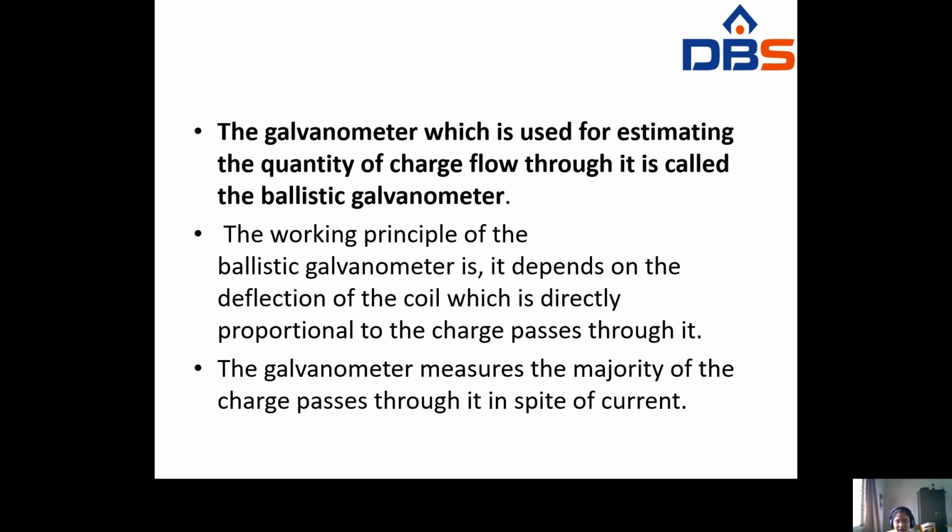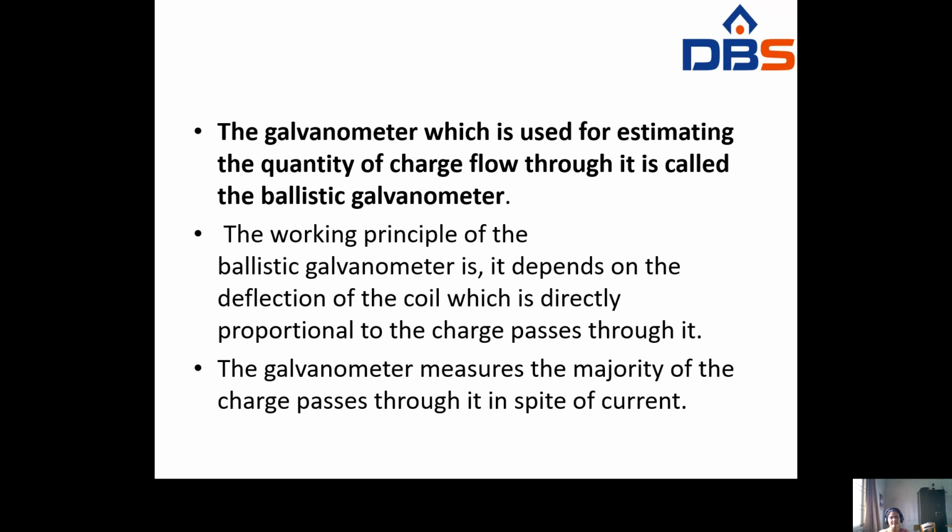So the galvanometer which is used for estimating the quantity of charge flow is called the ballistic galvanometer. Similarly, the working principle of the ballistic galvanometer depends only on the deflection of the coil, which is directly proportional to the charge passing through it. The deflection is directly proportional to the charge that passes through it.